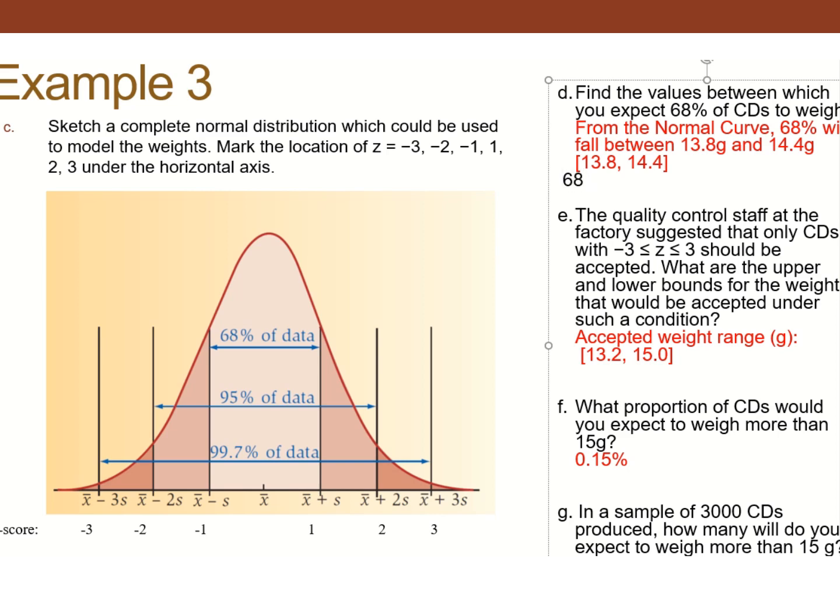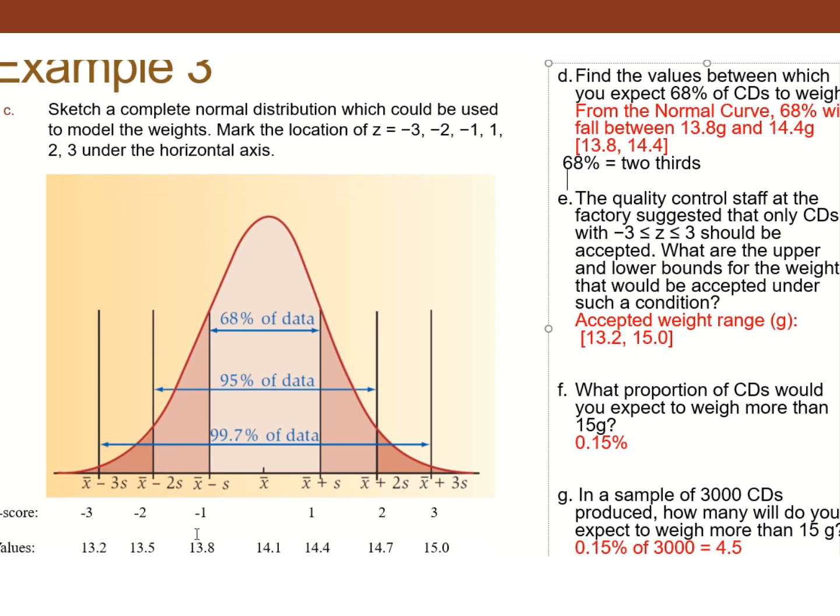68% is actually 2/3. So if they mention the word 2/3, it also means 68%. I want you to get used to this. Okay, so now what is it between? It is between 13.8 and 14.4. If I were you, I would rather just use the square brackets. If not, you have to write between 13.8 grams and 14.4 grams. If you use the square brackets, you don't even need to write units, it's a lot easier.